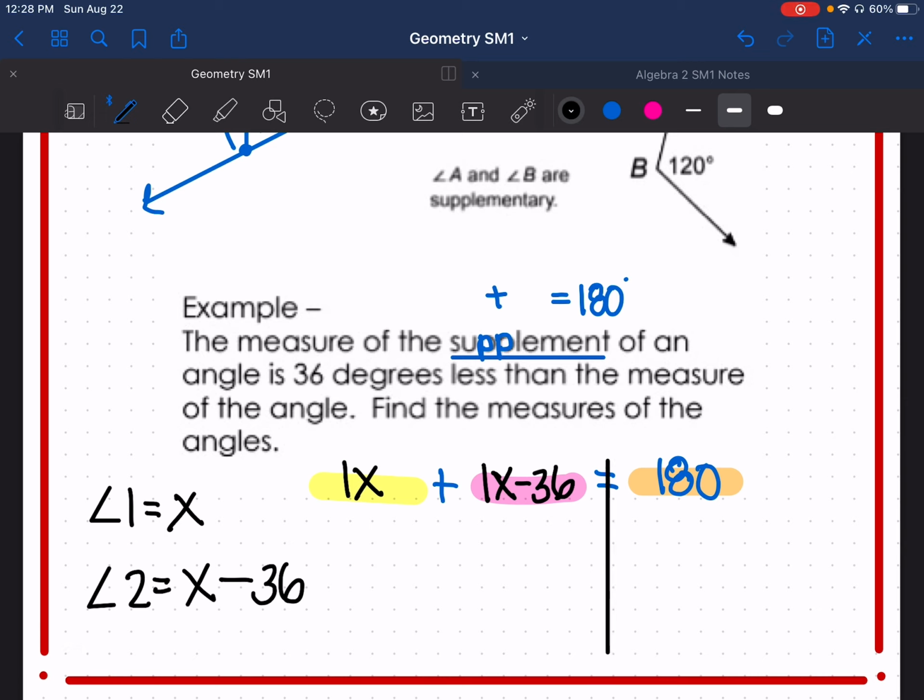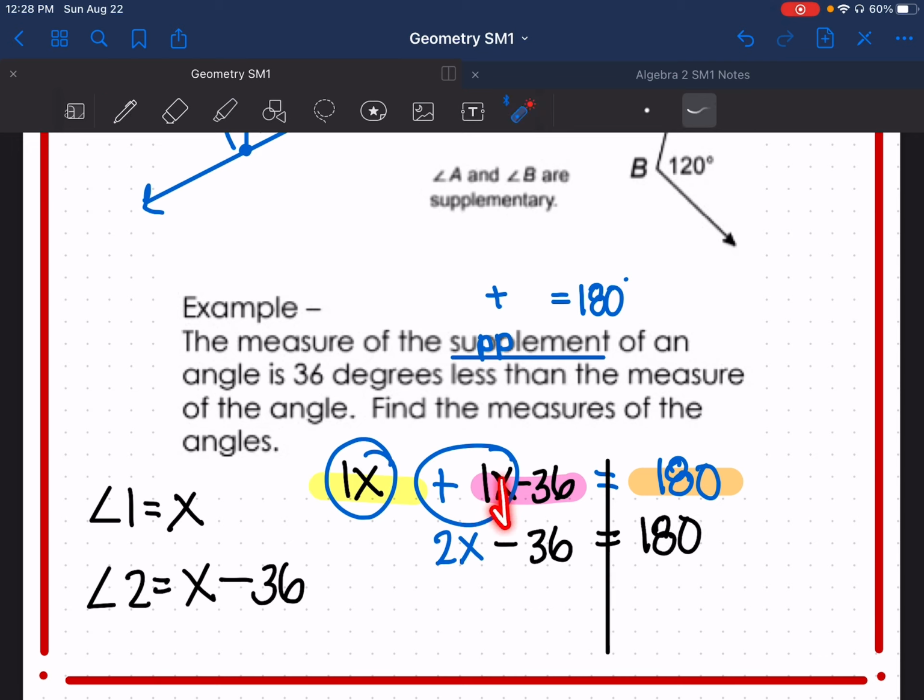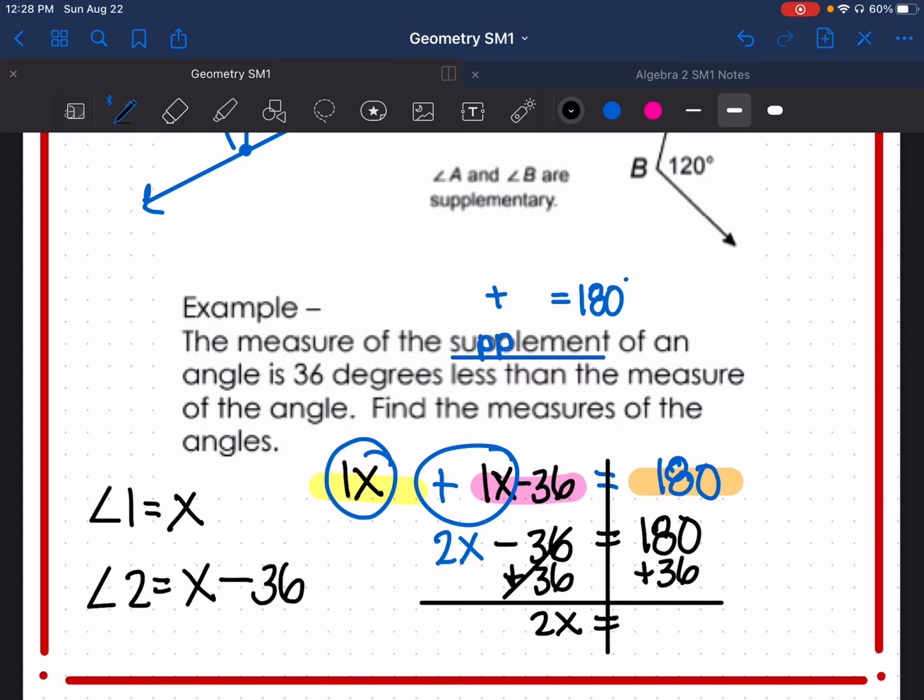I'm going to go ahead and combine my like terms because there is no distributing to do. 1 plus 1 would be 2x. And then I have my minus 36 equals 180. I'm going to go over here where my x is, and I'm going to get rid of my plus or minus by doing its inverse. I see minus, inverse means do the opposite, which is plus 36. 180 plus 36 is 216.